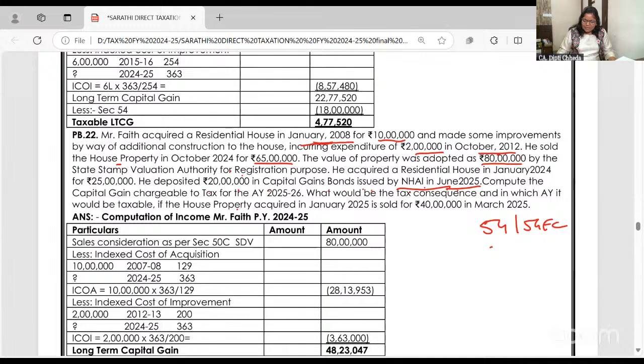What would be the consequence if you don't want to invest? Listen, chat box, I'm reading, ma'am. If we don't want to invest, then whatever is the capital gain, pay the tax. No exemption will come. Compute the capital gain chargeable. What would be the taxable consequence? And in which assessment year, if the property is acquired in January 25.